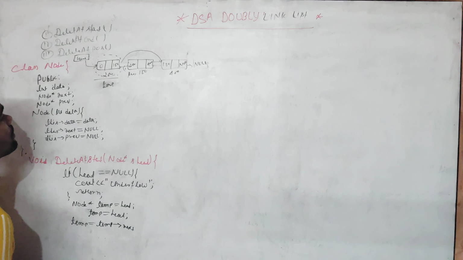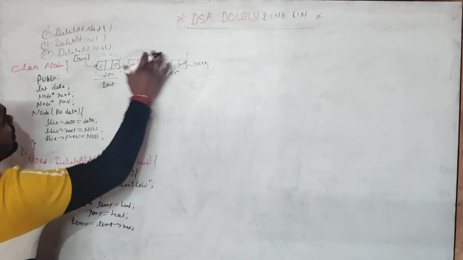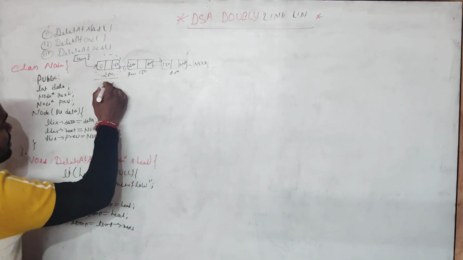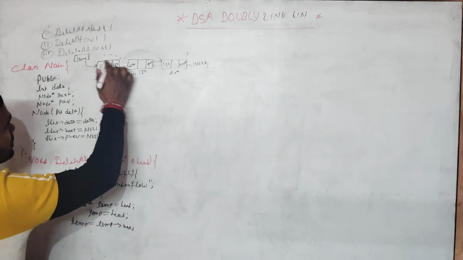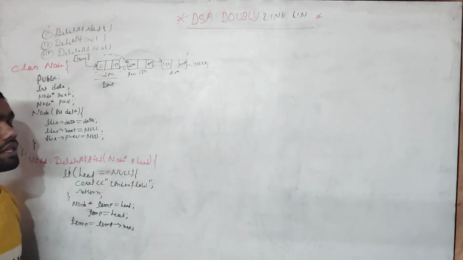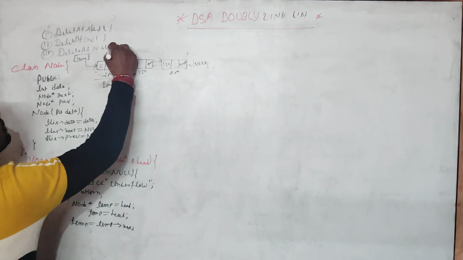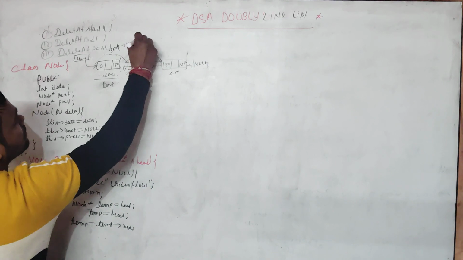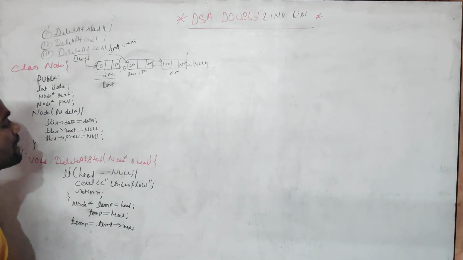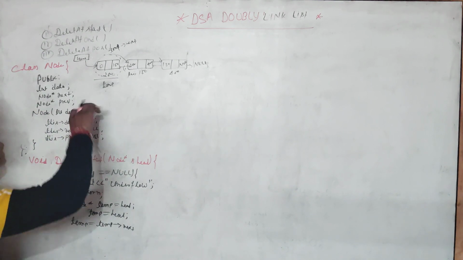I'm just deleting. Temp is equal to temp of next. This node will be deleted. This name is temp next. Fine. Temp is equal to temp of next. Okay, then temp of next is equal to temp of next.